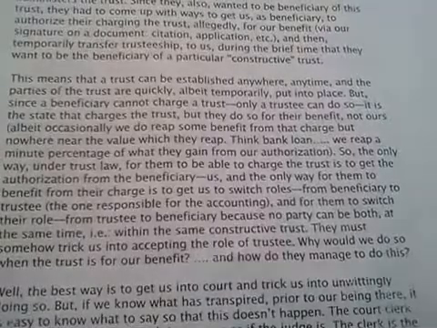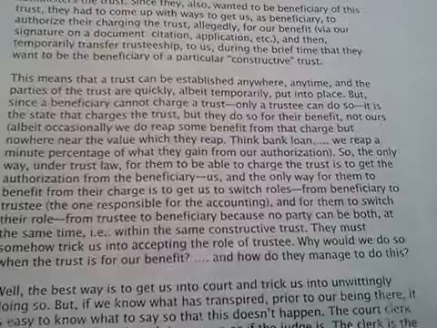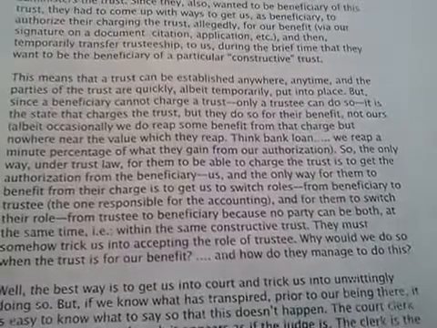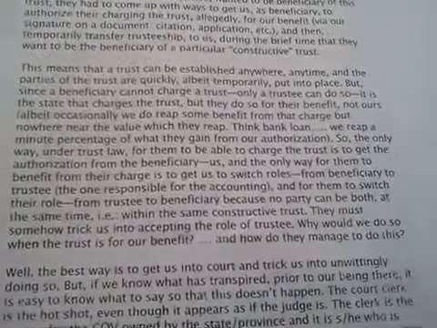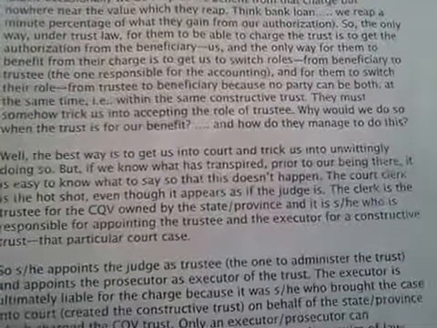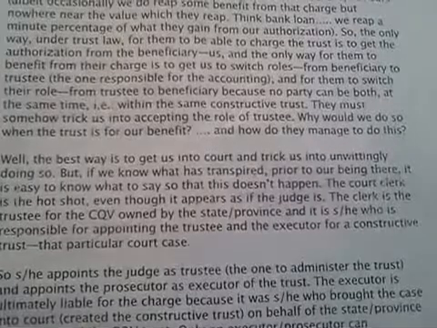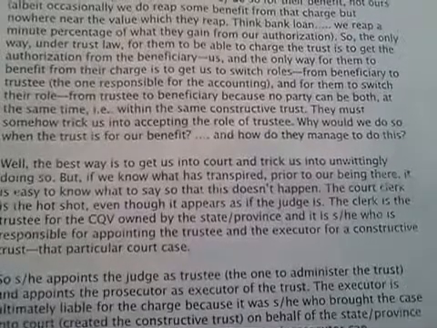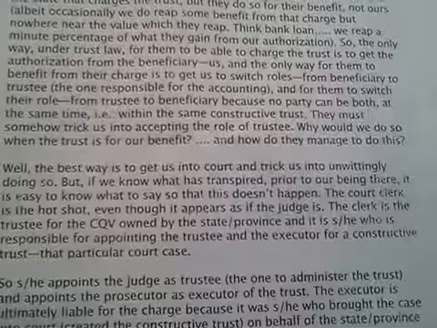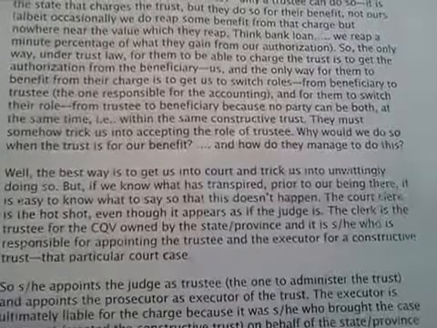And for them to switch their role from trustee to beneficiary, because no party can be both at the same time, that is, within the same constructed trust, they must somehow trick us into accepting the role of trustee. Why would we do so when the trust is for our benefit, and how do they manage to do this? Well, the best way is to get us into court and trick us into unwittingly doing so. But if we know what has transpired prior to our being there, it is easy to know what to say so that this doesn't happen.